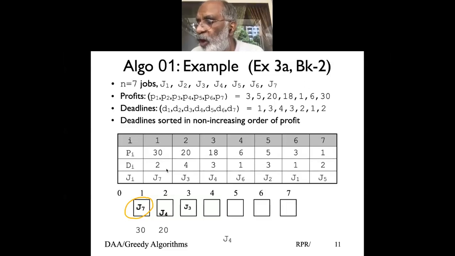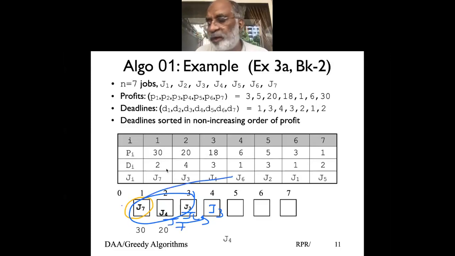Now we look at the next job, job number 4, which is J6, with a deadline of 1. That means this should come before all these jobs, J7, J3, J4. So we check, is it possible to shift all these three jobs by 1? That means J3 comes here, J4 comes here, J7 comes here, and then we move J6 to here.